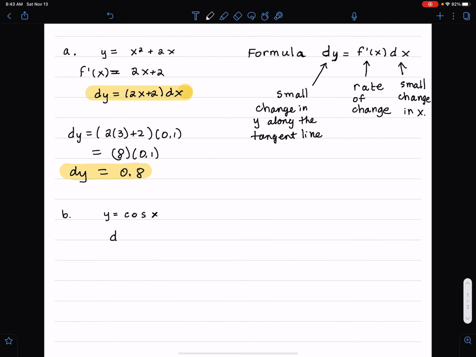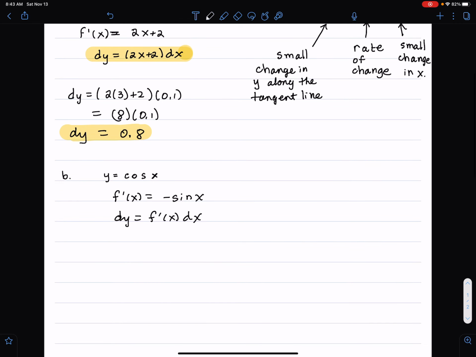So dy, I'll write this as f prime again, but you could write dy dx. f prime of x equals the derivative of cosine x, which is negative sine x. And so then dy equals f prime of x dx. Okay, that's our formula. I'm just copying it down one more time. And so dy equals negative sine x, I think I'll use parentheses, times dx, so it looks a little neater and less confusing.